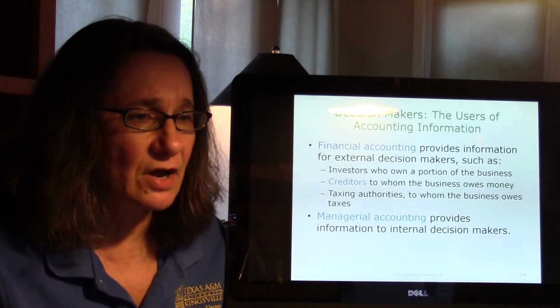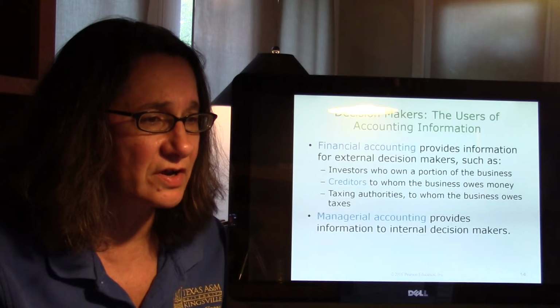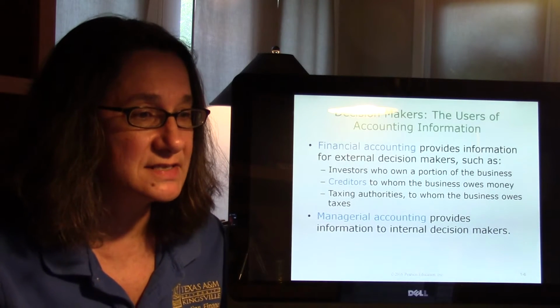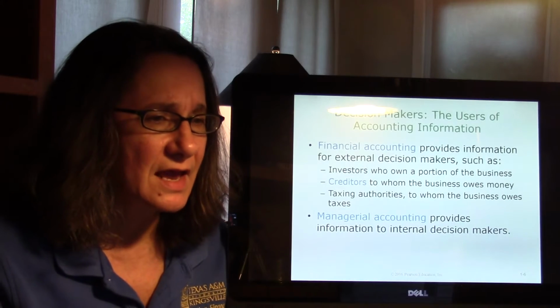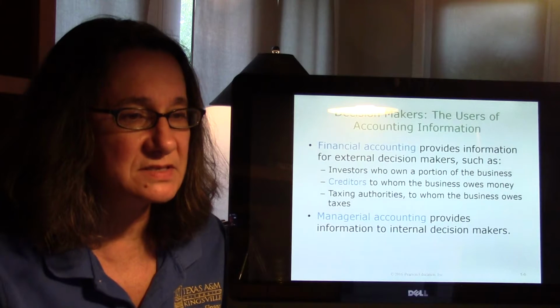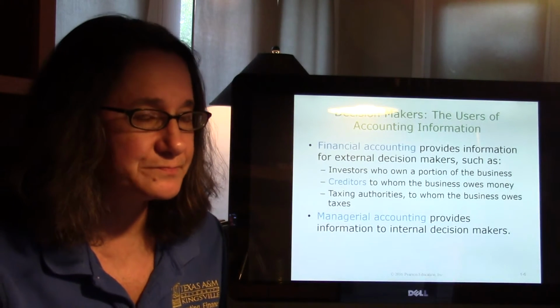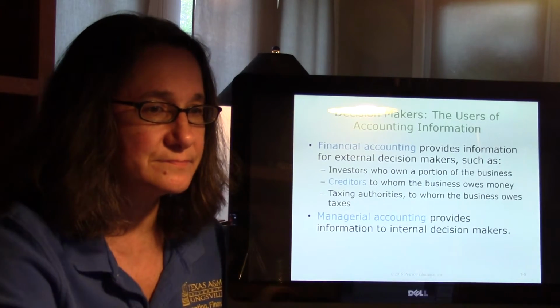Outside investors have an ownership interest in the business and often provide money to get a business started. A creditor is any person or business to whom the business owes money. And taxing authorities collect taxes levied on a business's income or assets. So these are all users of financial information.